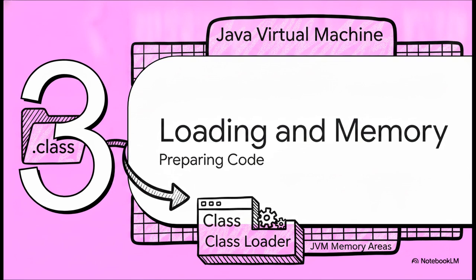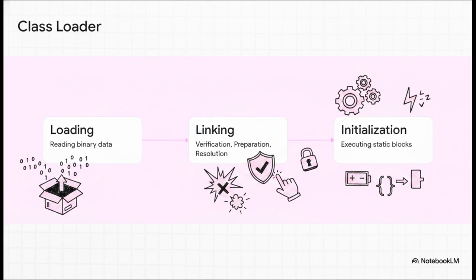All right, Section 3, loading in memory, preparing our code for execution. Let's track a .class file as it first enters the JVM. The class loader doesn't just blindly accept whatever code you throw at it. It prepares it in 3 precise, really meticulous steps.